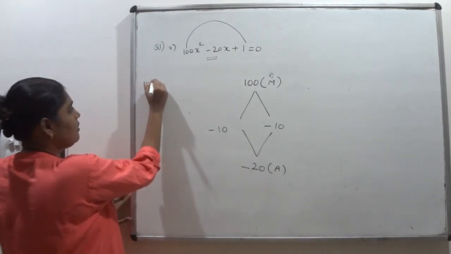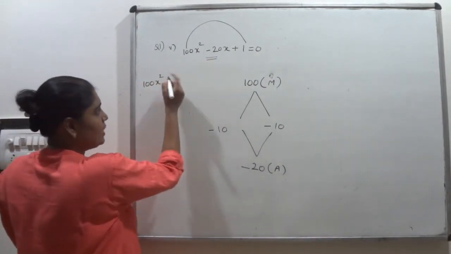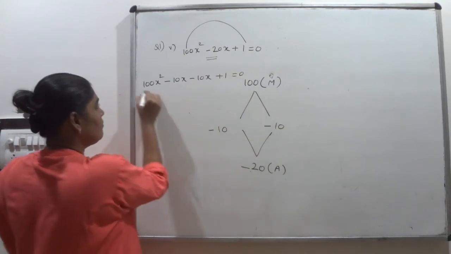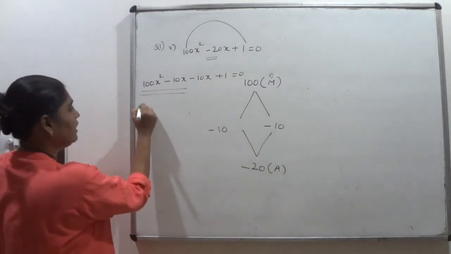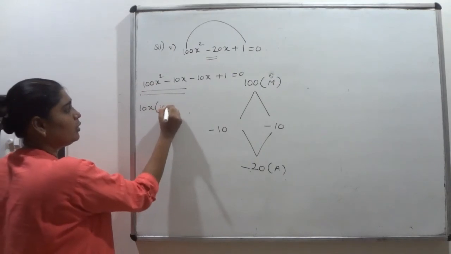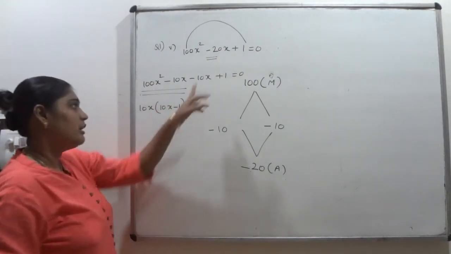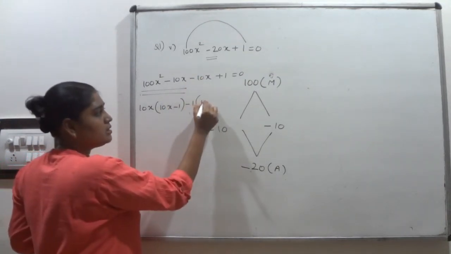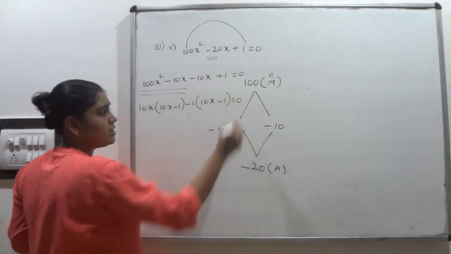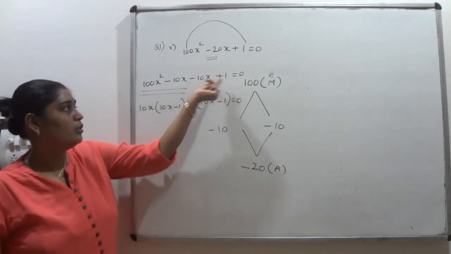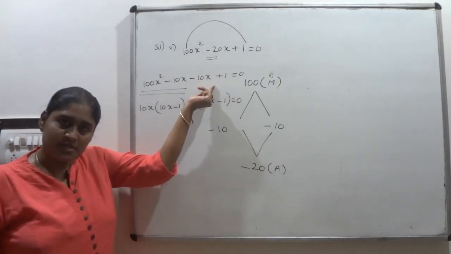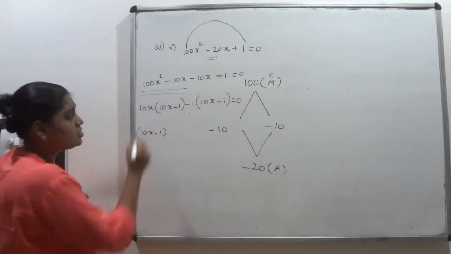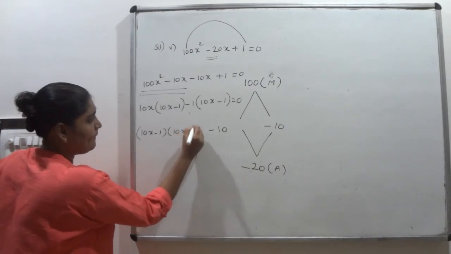So write this: 100x square, this minus 20x I am writing as minus 10x minus 10x, plus 1 equal to 0. In these two terms, what is common? 10x. So take it out. What will be left over? 10x minus 1. Yes. Here I need what? 10x minus 1, so I am taking out minus 1. So you will get 10x minus 1 equal to 0. According to this factor, I have to take out the numbers from these two terms. Understand? So 10x minus 1 is the common factor. So take it out. What is left over? 10x minus 1 equal to 0.